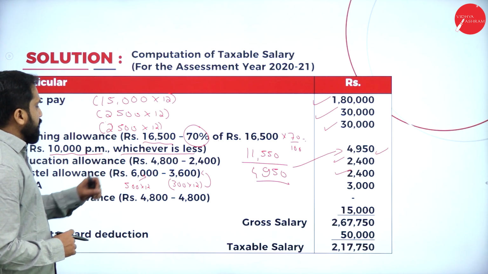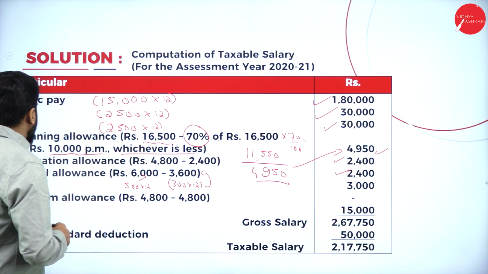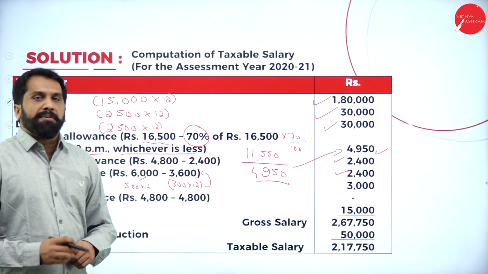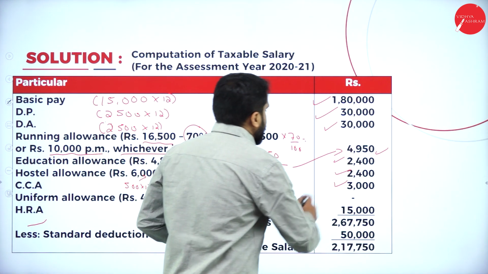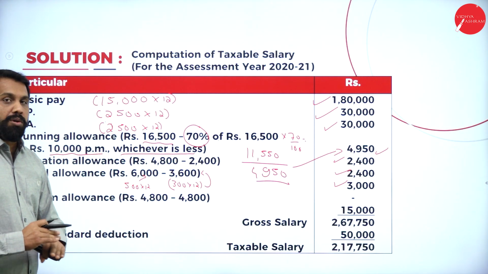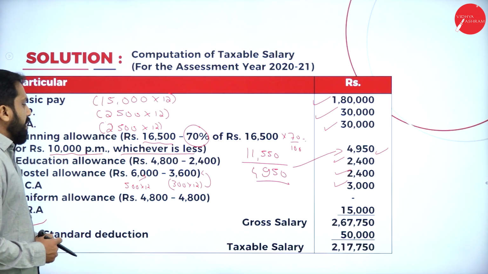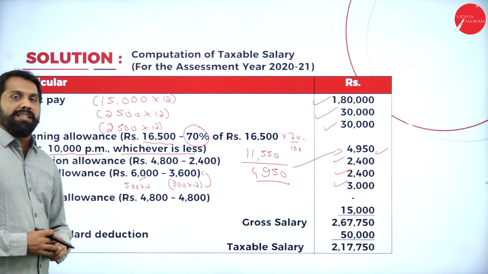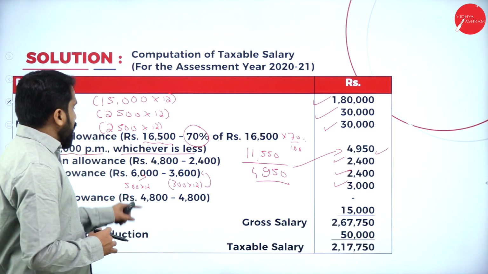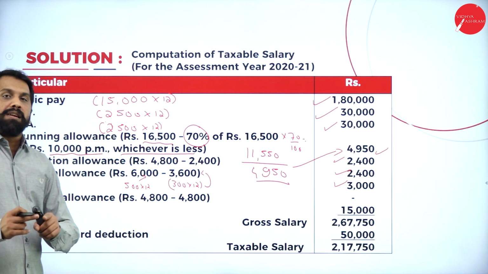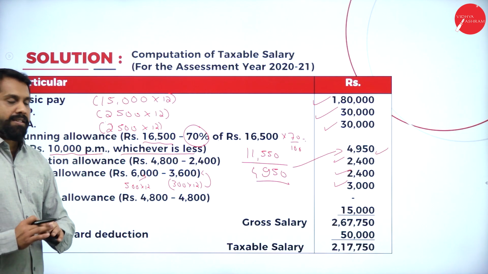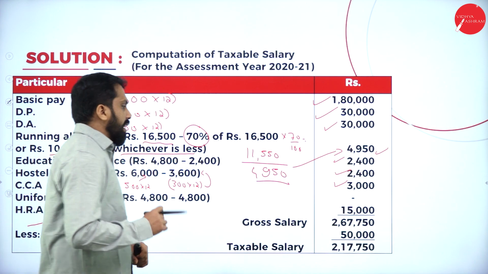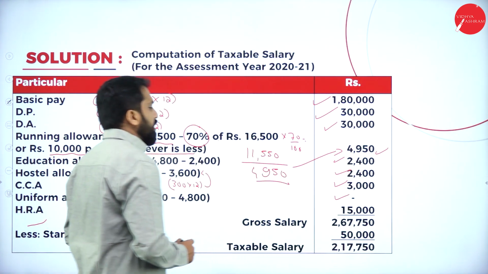No doubt. So next, CCA, they have given directly, it is around 3,000. So we will take 3,000. It is done. Up to this, any doubt? No doubt. Then uniform allowance, as I told you, if it is used for work or office purpose, it has to be exempted. Now 400 per month, 400 into 12, 4,800. Now 4,800 minus 4,800, the answer is 0, nil.